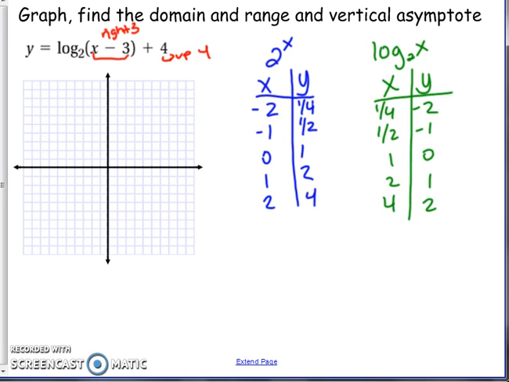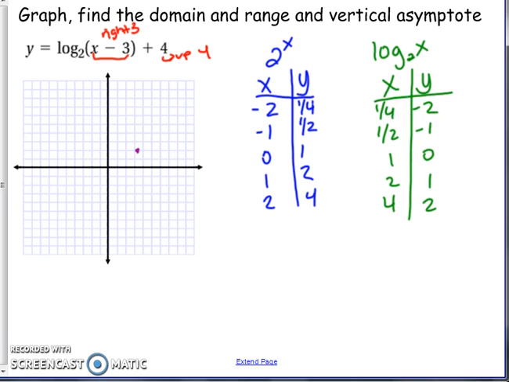So each of these points, I'm going to move right 3 and up 4. So if I have (1/4, -2), that would be about here, and I'm moving that to the right 3 and up 4. So again, it doesn't matter which order you move it in. I'm just going to move it to the right first. So 1, 2, 3 would be here, and now I'm moving it up. 1, 2, 3, 4. About here. So I'm just going to erase my other dots. So that's the first point.